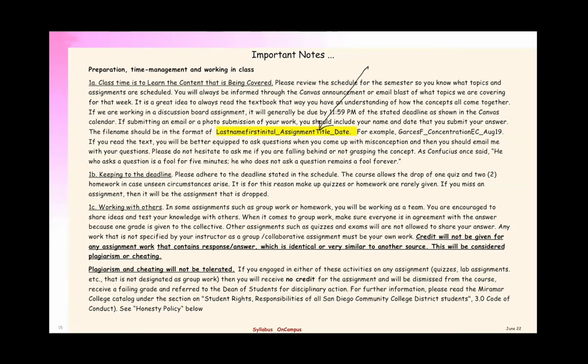Yeah, the syllabus has that: last name, initial. So I need to identify you, the assignment title, and the date. Something like that. Even if you put your first full name, that's fine too. I just need to identify you, and I need to file it in the folder that I create for you, so I know what assignments you've turned in. I basically create a folder for each member of the class.